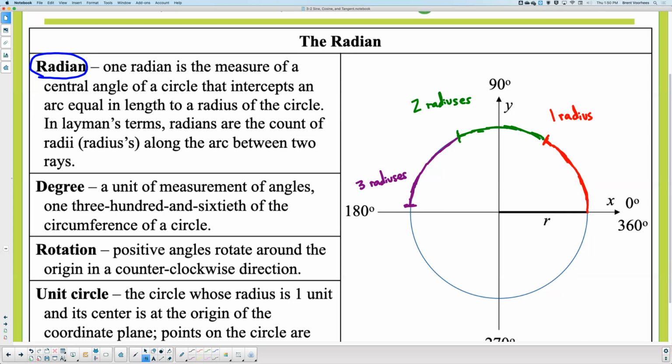Now, here's my question for you. How long do you think it would be to get to that point there? How long would it take to go from the start here in the initial standard position all the way around halfway? I shouldn't say all the way around, halfway around the circle. How long do you think that would be? Oh, I heard great guess right there. What do y'all think? About 3.1 radiuses, 3.2 radiuses? How many radiuses do you think it would take?